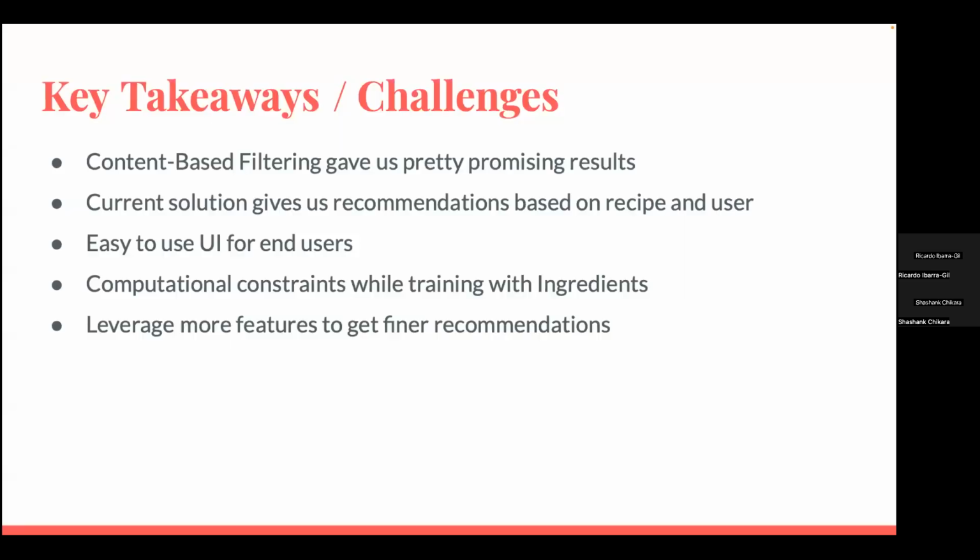Now let's switch gears and talk about the key takeaways from this project. Firstly, content-based filtering gave us pretty promising results, which are decent enough to be leveraged by a person with dietary restrictions, or even in the hospitality industry. The good thing about the current solution is that it gives recommendations not purely based on the recipe, but for a particular user, based on the prior ratings that the user has given to certain recipes and the tags associated with those recipes.